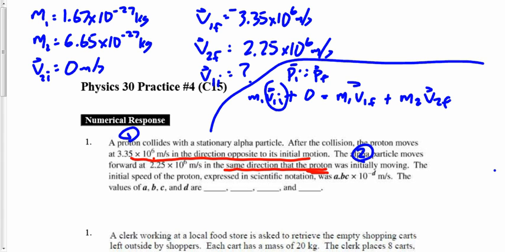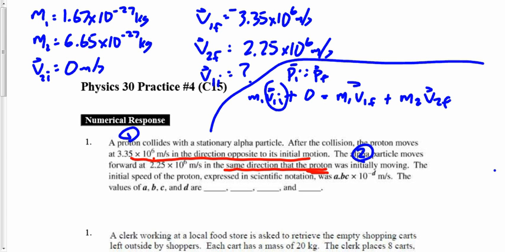Is the mass the same? Nope. So the mass does not appear in every term. You know what does appear in every term? 10 to the minus 27. You see that? So we could actually cancel the 10 to the minus 27, as long as we're consistent in that, right?